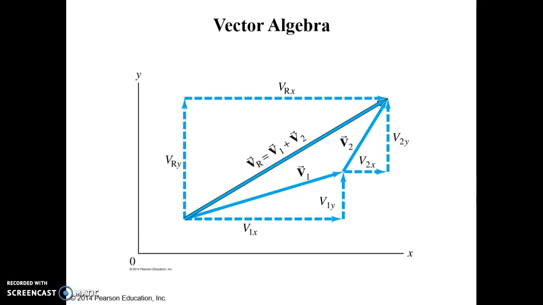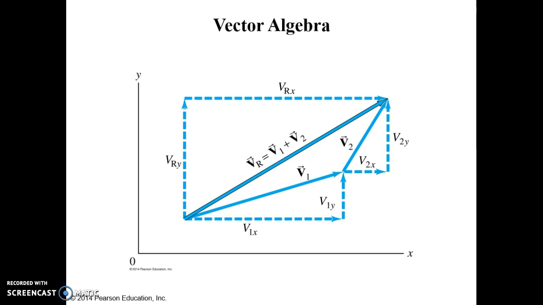Here's perhaps a more complicated picture of explaining vector algebra, but before we dive into a problem, let's take a look at this. Let's say, for example, you're hiking in one direction along V1, and then you make a turn to hike along V2. What is your resultant vector, meaning the distance and direction from the starting point to the finish point of your hike, which is represented by VR?